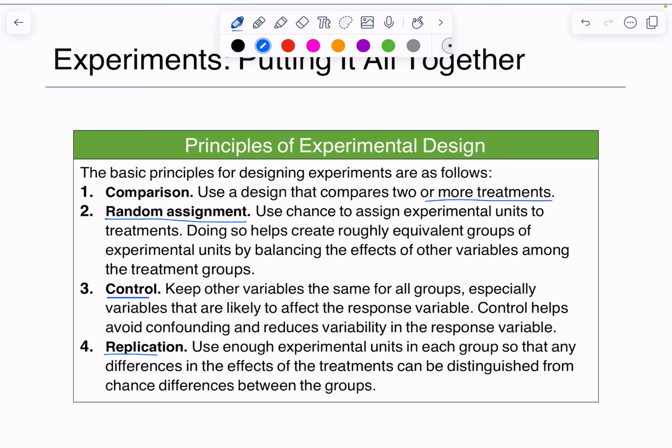And again, replication, just making sure we have enough experimental units in each group so that whatever we find can't be just that we had a bad sample, or we only had 3 people, so maybe those 3 people are responding a certain way. No, we've got to have a bunch of people to make sure that whatever I found must be because of my treatment.